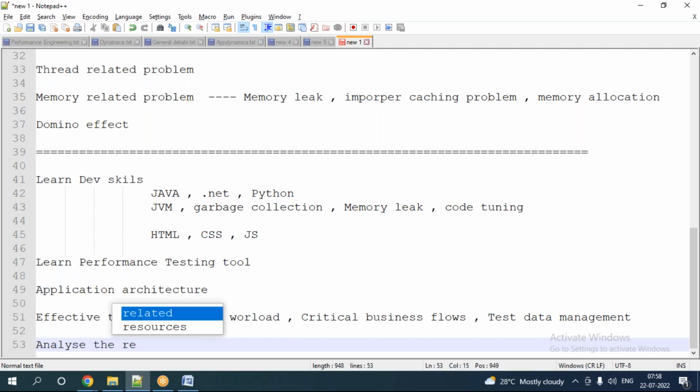Analyze the report. That is very important. If somebody is giving a performance testing report, you should be in a position to analyze it, interpret it, and understand the information. Most of the time, when the tool gives something, people only share the information the tool is providing, and they are not adding value to that.